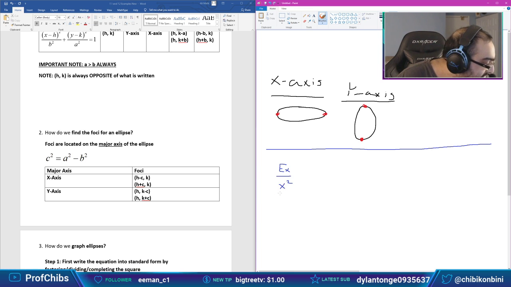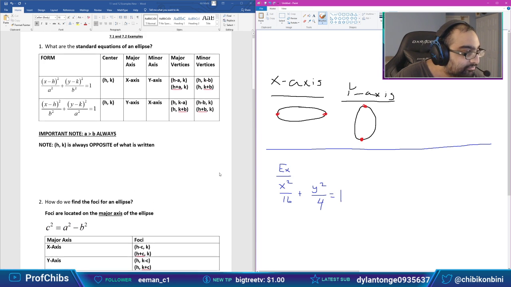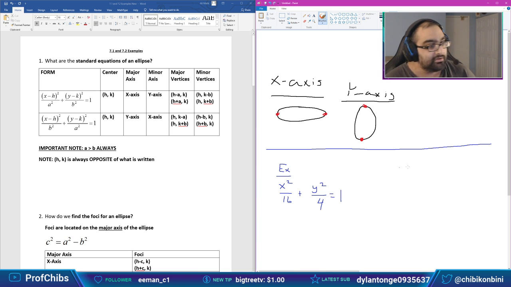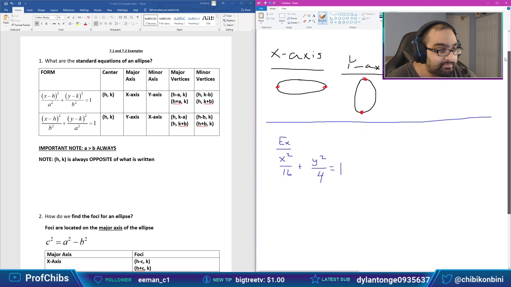Let's go over this here. Let's just start off with something really, really super basic, and then we'll work our way up. All right, so here is our example. Notice that it's always plus in the middle, and it always equals 1. That's the standard form of an ellipse. So that's pretty common.